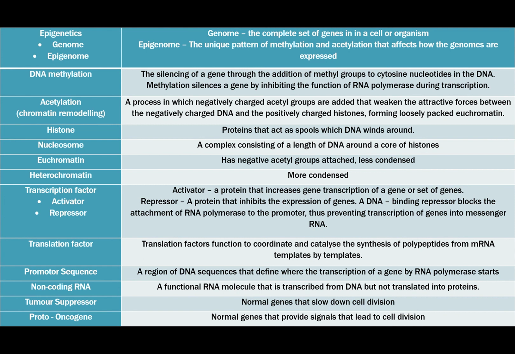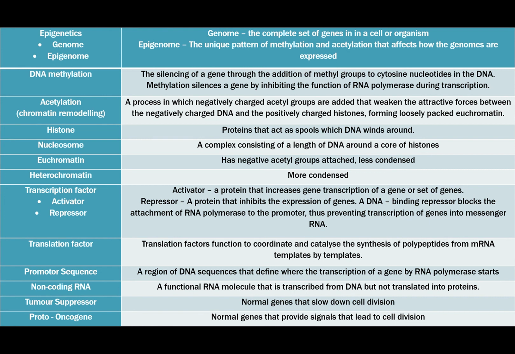Euchromatin has negative acetyl groups attached and is loosely packed. Heterochromatin is just the same thing without that negative acetyl group attached to the DNA and histone, and it is more condensed, such that transcription cannot happen.